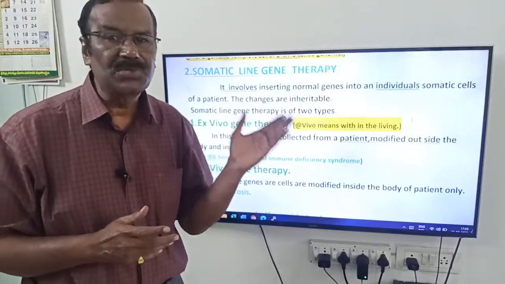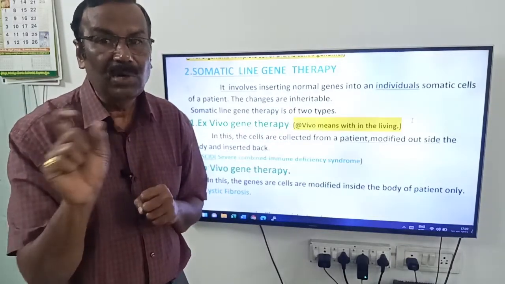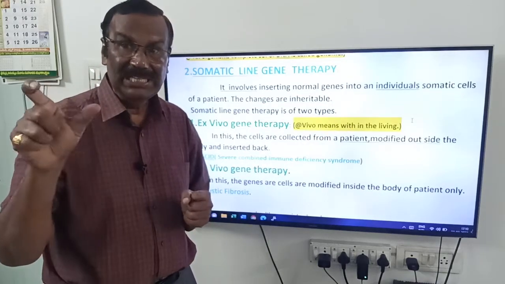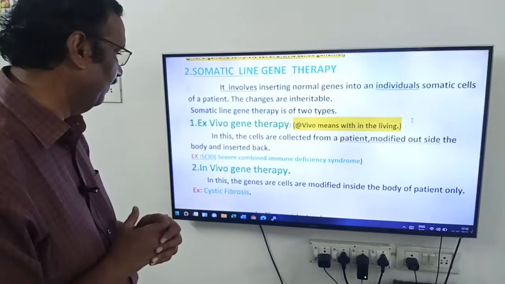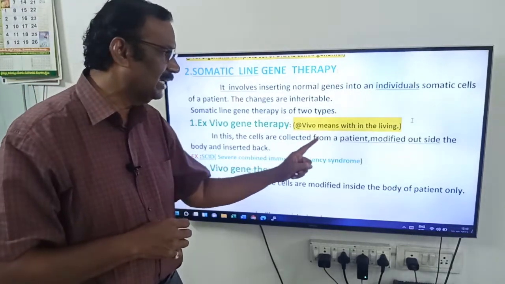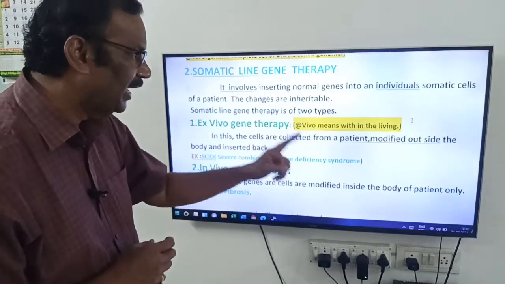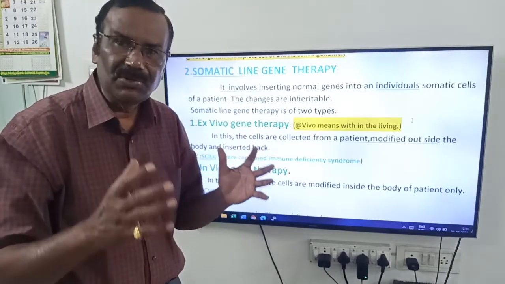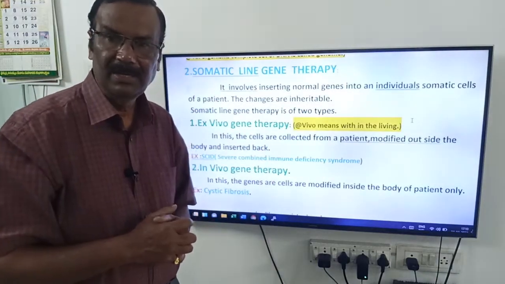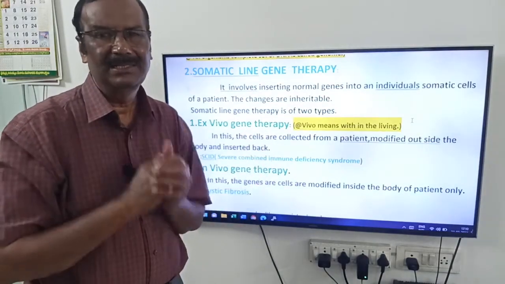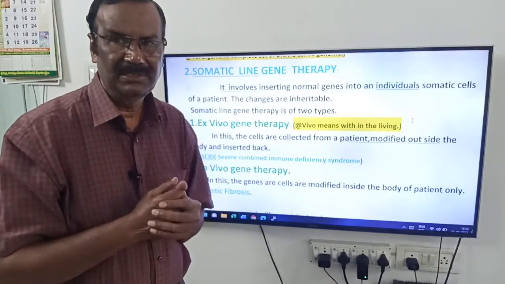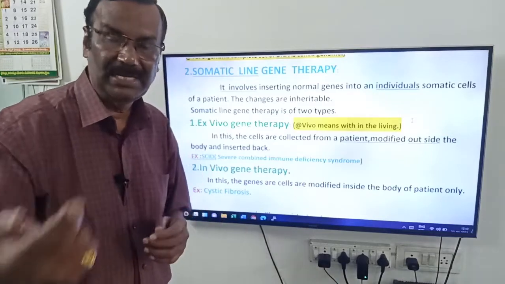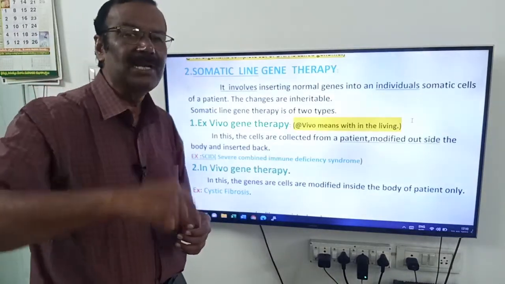Friends, here ex means outside, in means inside. Here you have to know vivo. What is vivo? Friends, vivo means within the living. See friends, what is ex vivo gene therapy? In this, the cells are collected from a patient, modified outside the body and inserted back. See friends, in ex vivo gene therapy, what are they doing? They collect the cells from the patient and take them outside, and they modify them outside the body, and later they insert them back into that patient.